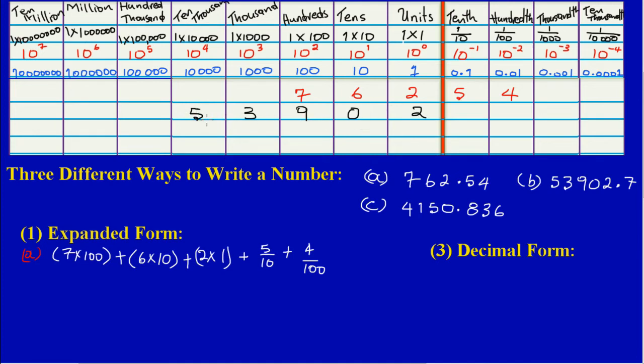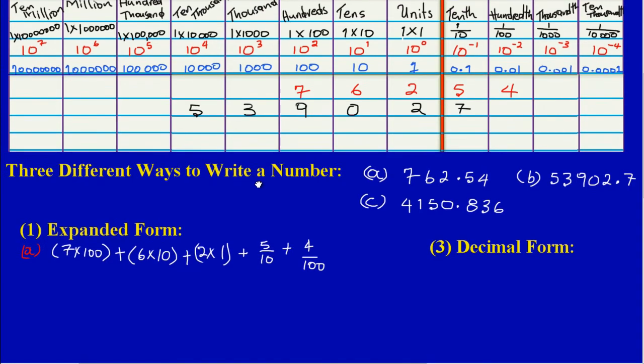So here I have written 53,902. Now if you notice, I have a 0.7, and remember the vertical orange line represents my point, so I'm going to put my 7 right there. So that's a 0.7. Since we have completed that, let's look at how we would write this number in expanded form.